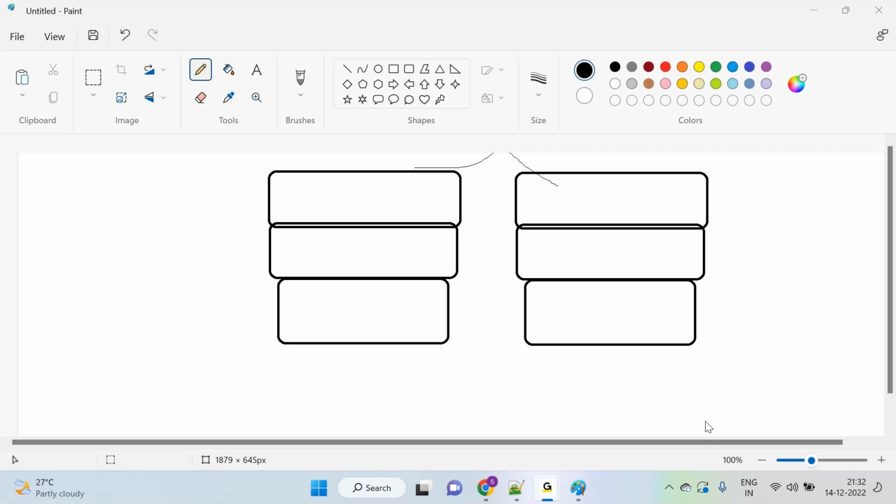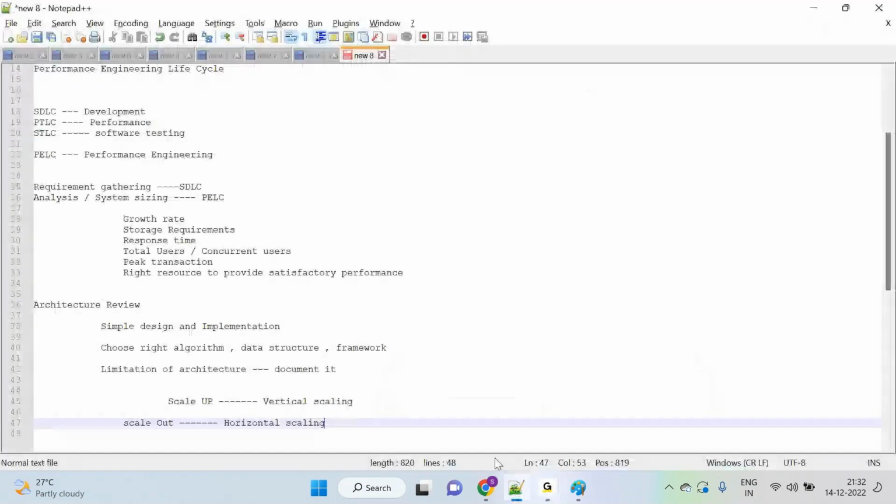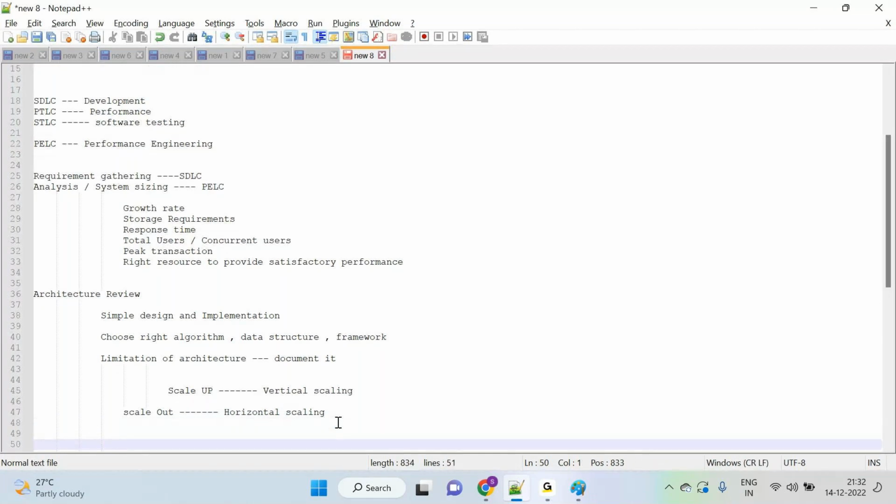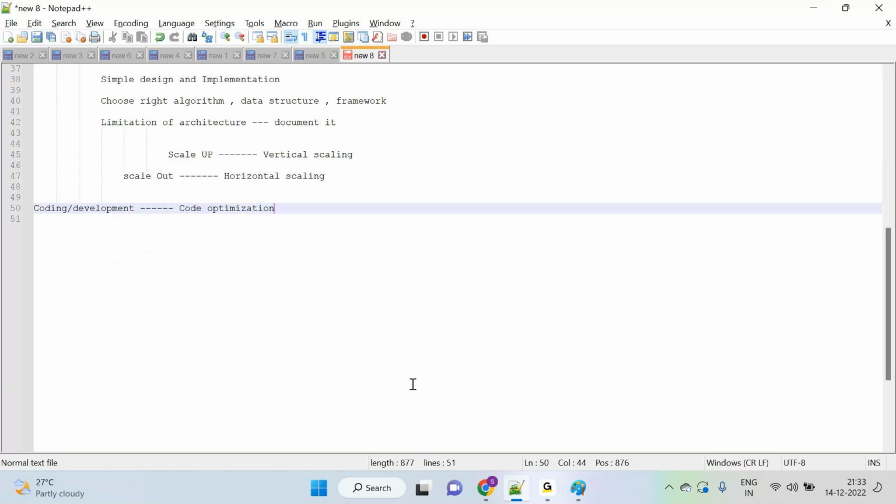Yeah. So the next activity after the code review, developers will do coding or development, whatever you call that. Developers will do development. What performance engineers will do, they will do the code optimization. Why? Because actually this has to be done by the developer itself. They have to do it. Actually, the developer has to do all these optimization things.